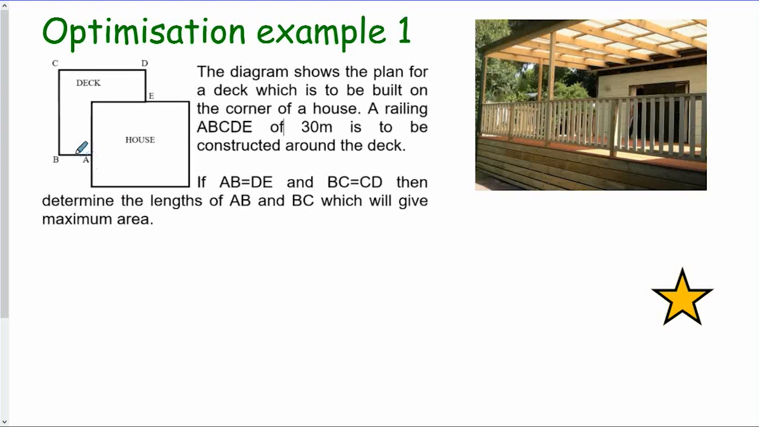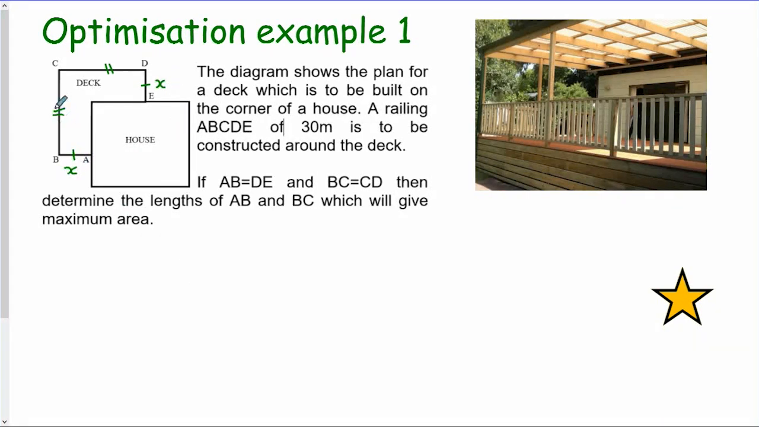We're now going to look at some optimization examples, and this is a bit of reading here, but basically we are told that these two lengths have to be the same, and what we're trying to maximize is the area of this deck, subject to the amount of railing that we've got to do these four sides being 30 meters. With all of these optimization examples, what one wants to do is introduce a variable and then get all the other information in terms of that variable.